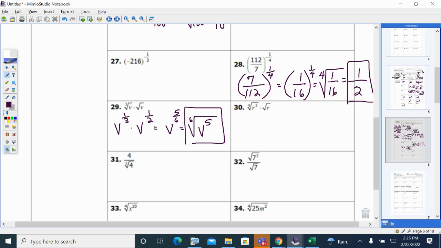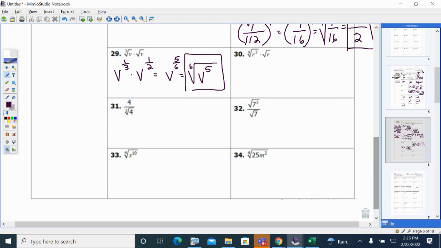Let's look at number 31. We have in the numerator 4 to the first power divided by 4 to the 1/3 power, and we need to subtract. 1 minus 1/3 is going to be 4 to the 2/3 power, which is going to change to the cube root of 4 squared, let's just go ahead and make that 16. And then again, you have to ask yourself, is there a way for me to simplify that? And there is. That is an 8 times 2. So 2 cube root of 2 would be my final answer on number 31.